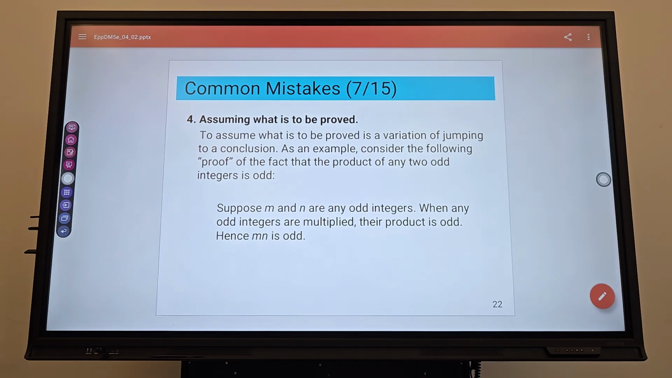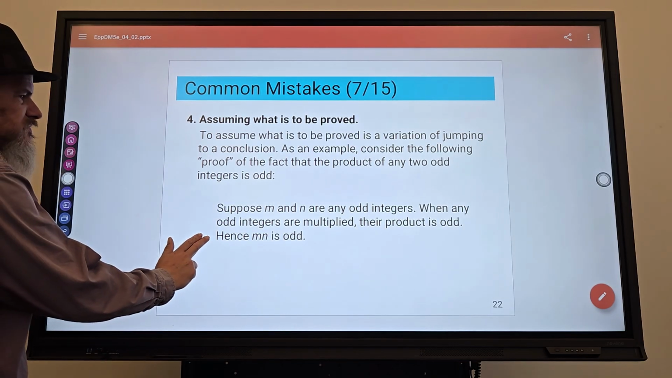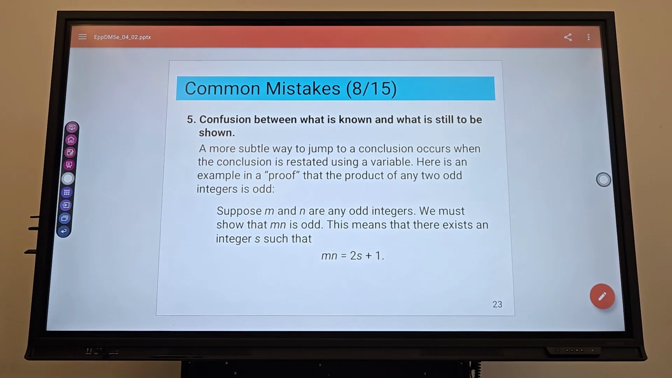Kind of circular logic there. It doesn't show anything. It just assumes what you're trying to prove is true and says, here, it's true. Our theorem is true. Confusion between what is known and what is to be shown. A more subtle way to jump to a conclusion occurs when the conclusion is restated using a variable.